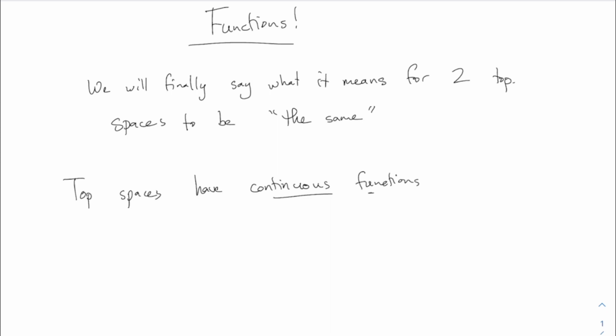In group theory, the important functions are group homomorphisms, some of which are isomorphisms. In linear algebra, the important ones are linear transformations. And in topology, the important functions to talk about are continuous functions. So we have to discuss the definition of a continuous function. What makes a function continuous?